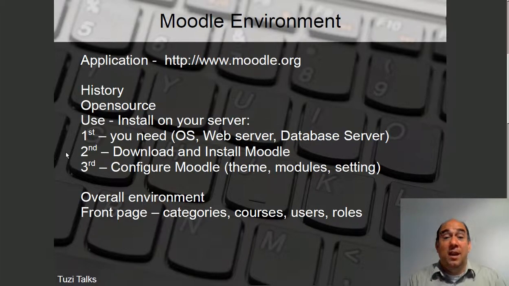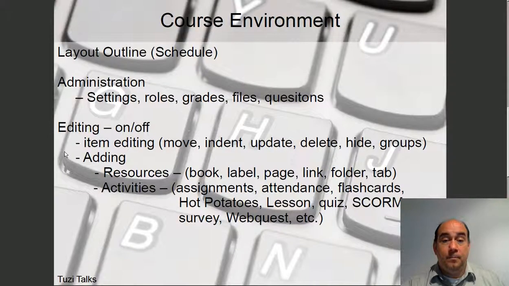We're just going to look at the overall environment. We'll look at the front page. We'll look at some of the categories. We'll look at the schedule, some of the user operations. We'll get an overview of some of the main things, and we'll also take a look at Hot Potatoes because that's one of the options that is within the system. First of all, let's take a look at the layout. We'll look at some of the administrative settings, and we'll look at some of the editing settings. That's what we want to take a peek at.